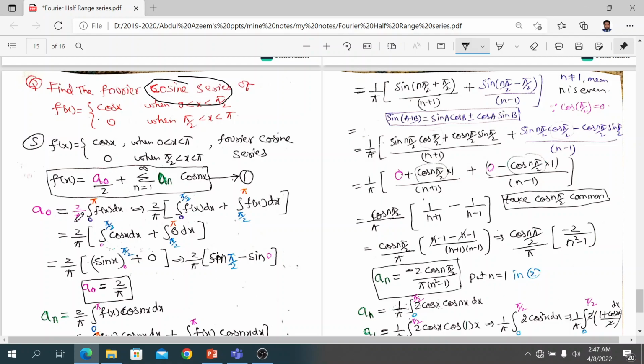A naught formula is 2 by pi integration 0 to pi f of x. What is f of x? How will we write 0 to pi? 0 to pi by 2 f of x dx plus pi by 2 to pi f of x dx. So 0 to pi by 2 limit, what is f of x? Cos x. Pi by 2 to pi function is 0. 0 into something is 0. Integration of cos x is sin x. Now upper limit minus lower limit, sin pi by 2 minus sin 0. Sine 90 is 1, sine 0 is 0. So 1 into 2 is 2.